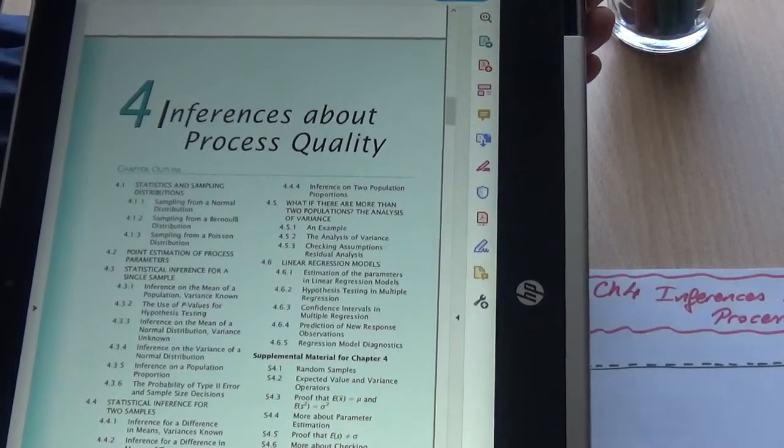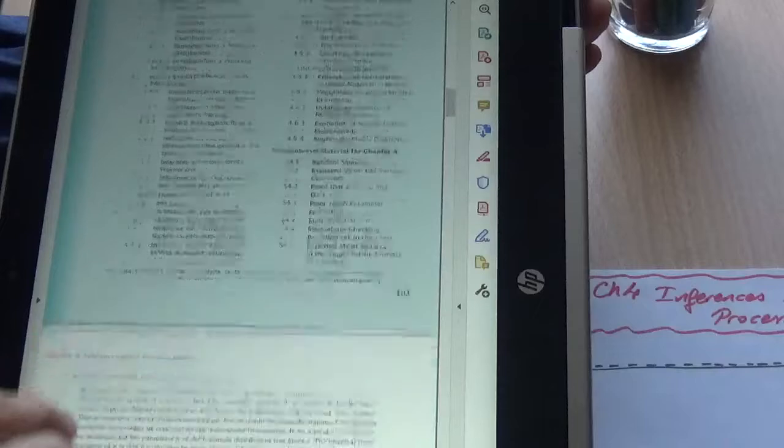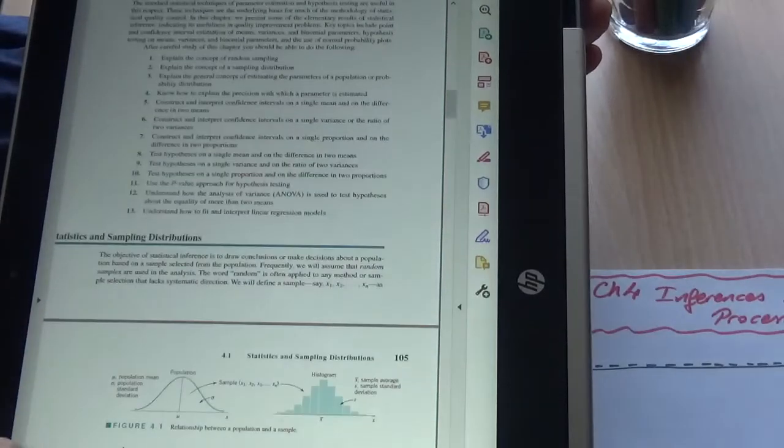Hi everybody, we're on chapter 4, inferences about process quality. Let's see what we will learn here.